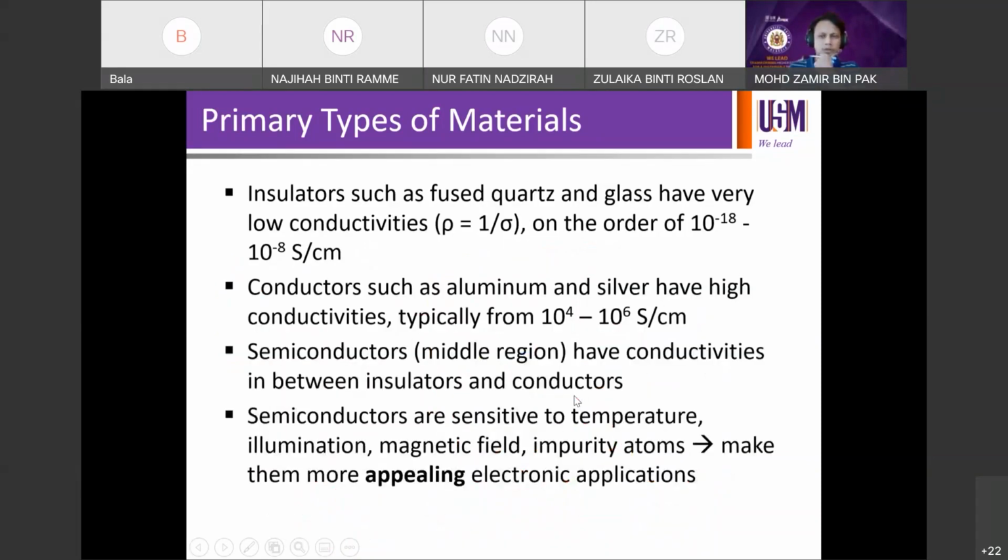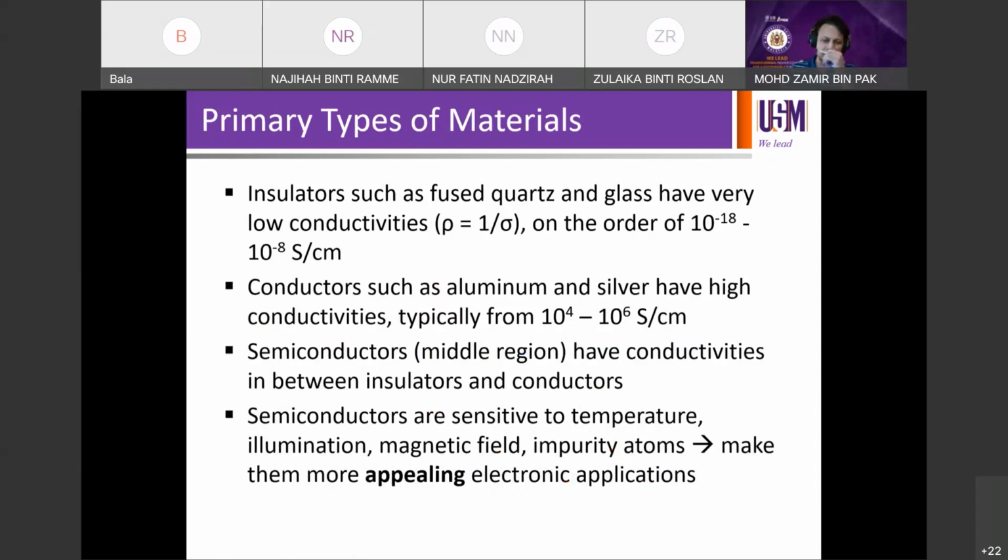Right. So let's go through the explanation a little bit. Insulators such as fused quartz and glass have very low conductivities, right? Resistivity is the inverse of conductivity, on the order of 10 to the minus 18 to 10 to the minus 8 Siemens per cm, just like what you saw on the charts now. Conductors, on the other hand, like silver, aluminum, copper, have very high conductivities, typically in the range of 10 to the 4, 10 to the 6 Siemens per cm.